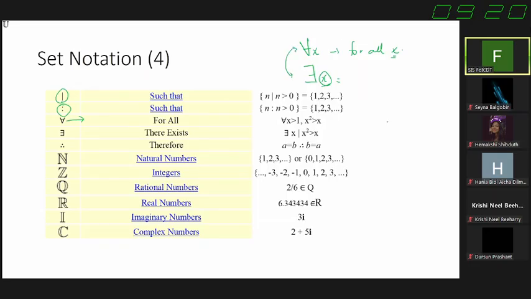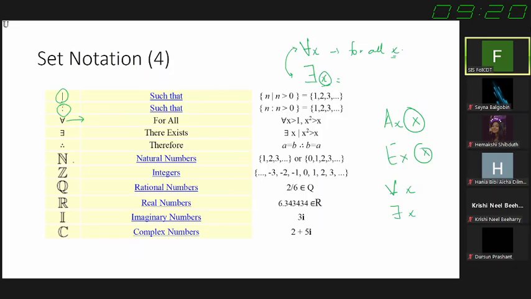In the exam, we see students writing for all like this, right? So it's going to be wrong. If you're going to write for some or there exists like this, it's going to be wrong again. Please remember, for all is like this, and for some or there exists is going to be an inverted E.